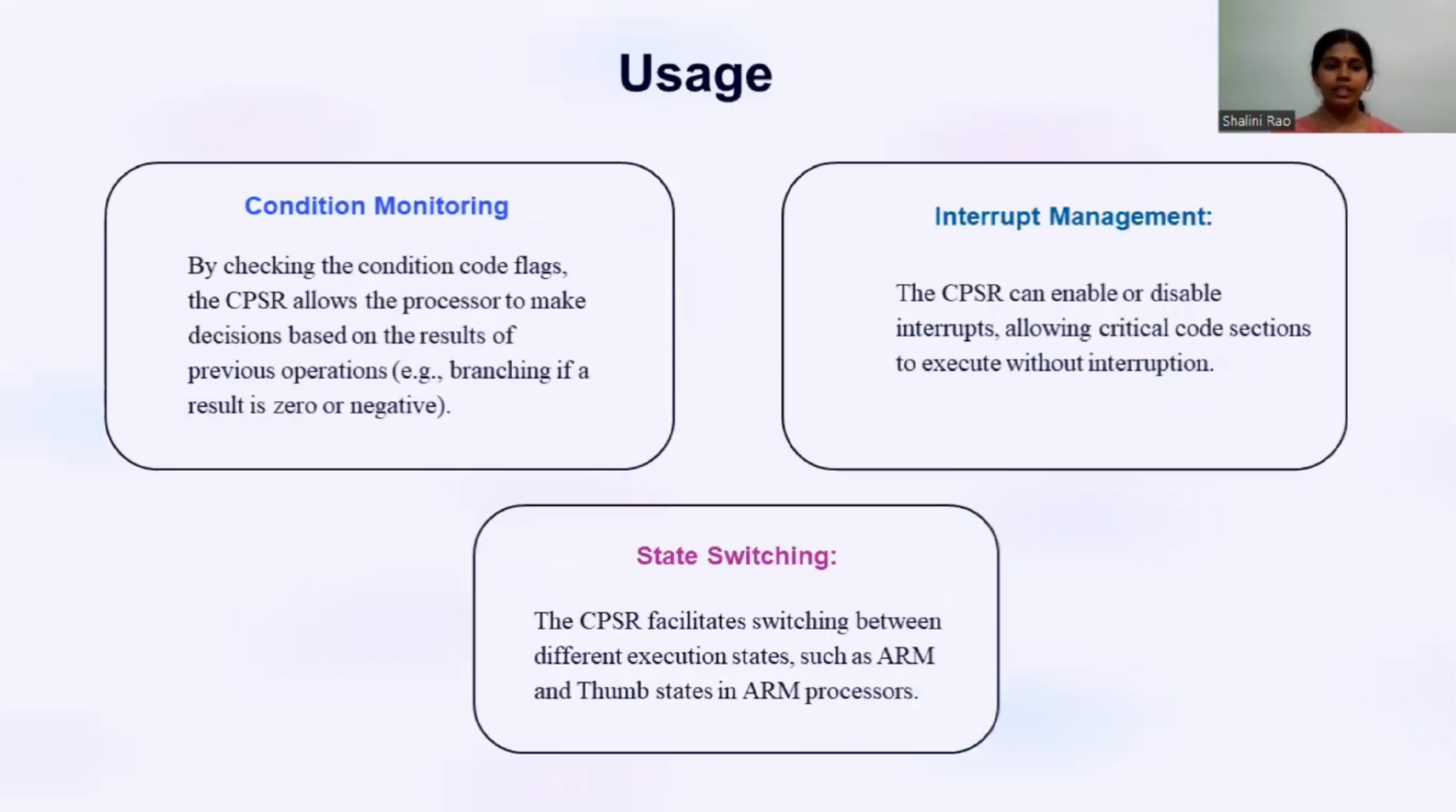Usage. Condition monitoring. By checking the condition code flags, the CPSR allows the processor to make decisions based on the results of previous operations, for example, branching if a result is 0 or negative. Interrupt management. The CPSR can enable or disable interrupts, allowing critical code sections to execute without interruption. State switching. The CPSR facilitates switching between different execution states, such as ARM and thumb states in ARM processors.